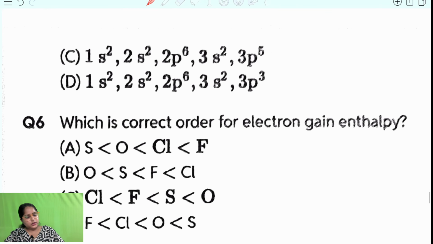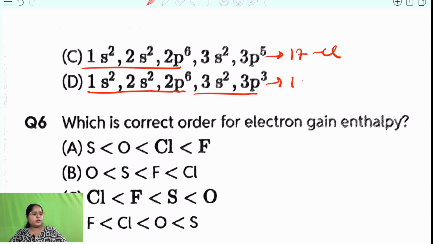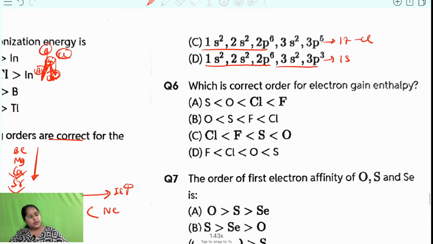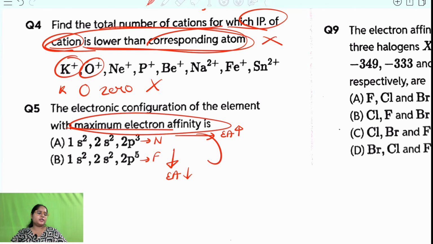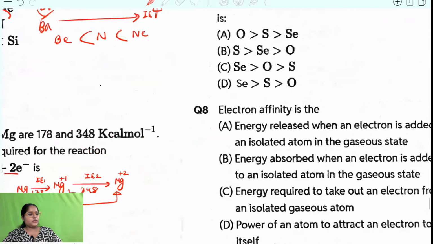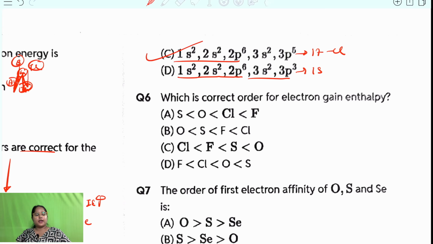Then the next, the sixth option, is 10, then 17, and then 1s2, 2s2, 2p6, 3s2, 3p3, 10 and then 15. Fine. So here the question is maximum electron affinity. Please remember chlorine has the maximum electron affinity. Which electronic configuration corresponds to chlorine? 17. So C is the right answer.